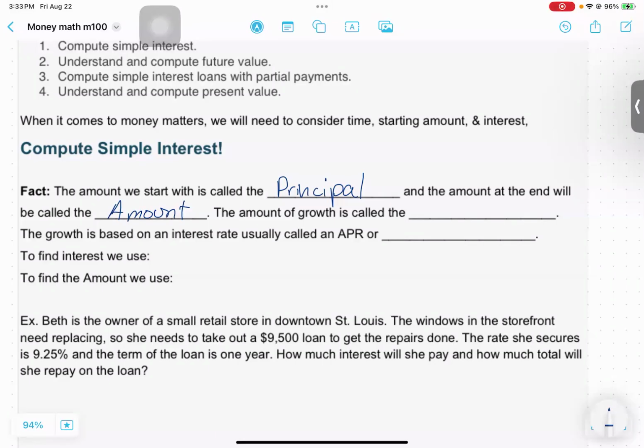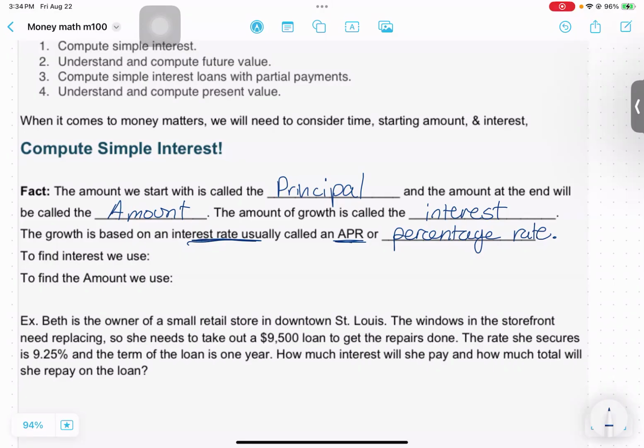Now, the amount of growth, just the growth itself, is called the interest. And the growth is based on an interest rate, usually called some sort of APR or rate of growth. It is a percentage rate. There are a few other different names depending on who you're talking to, what entity you're looking at. I'm going to try to stick with a lot of the ones that we see in our normal everyday usage.